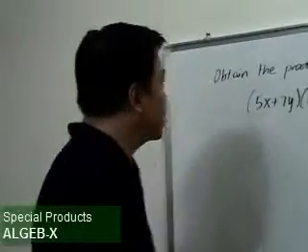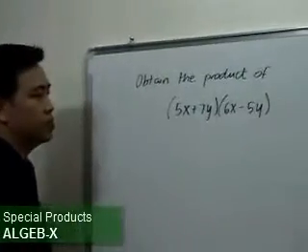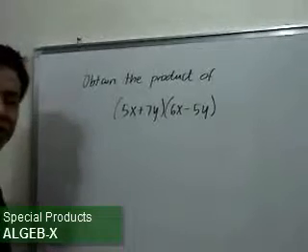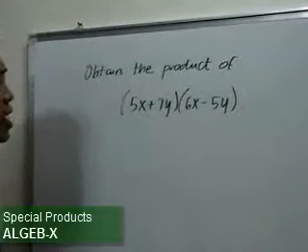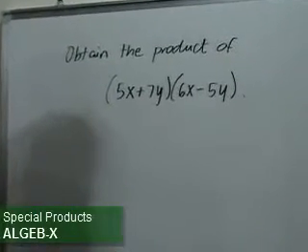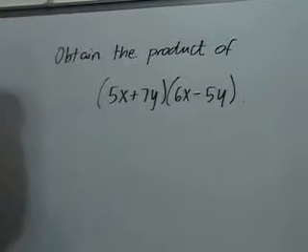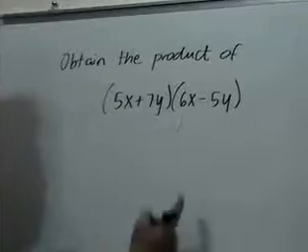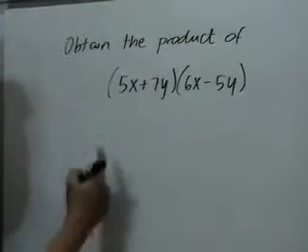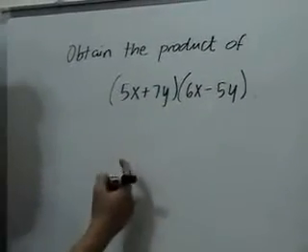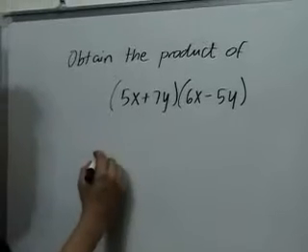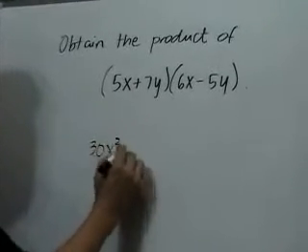Next, we'll get the product of the binomials 5x plus 7y and 6x minus 5y. If we have something like this, we can get the product by multiplying the first terms first. That would be 5x times 6x, and that would give us 30x squared.